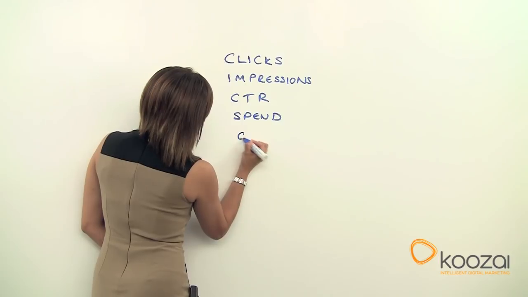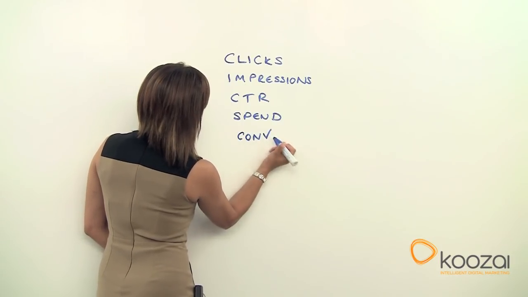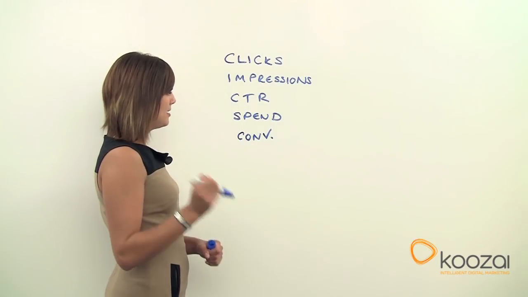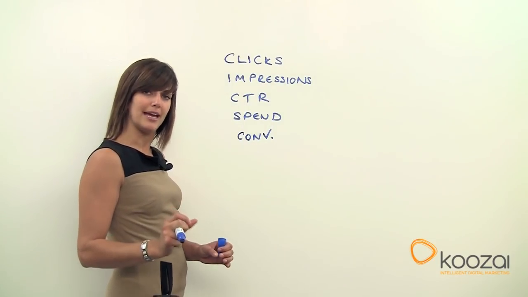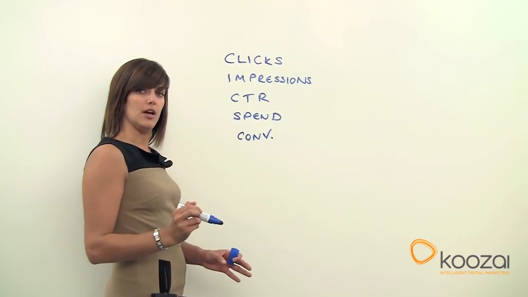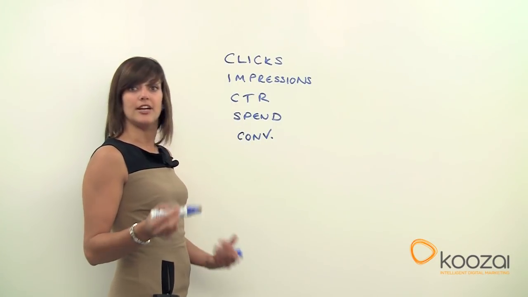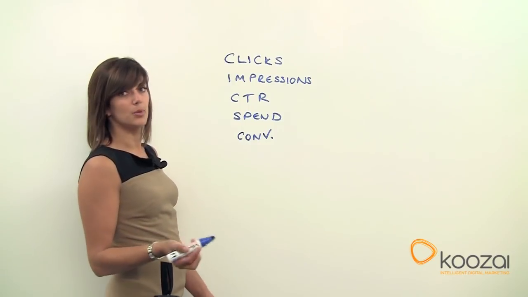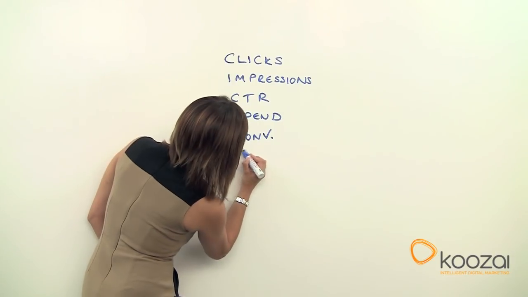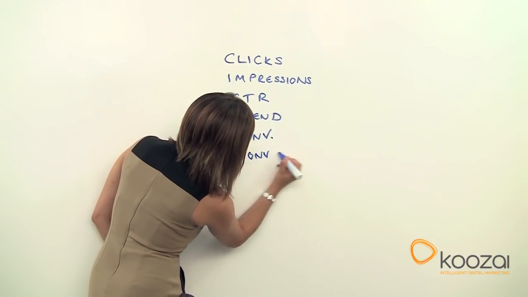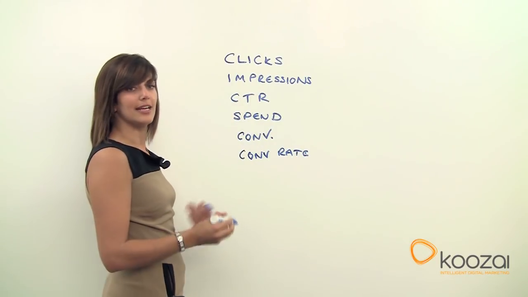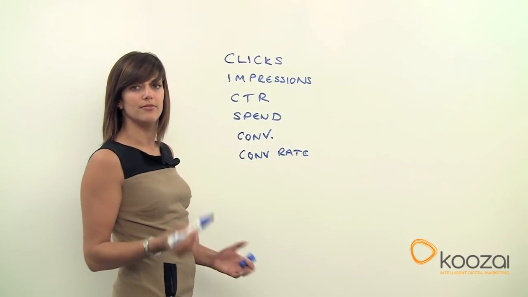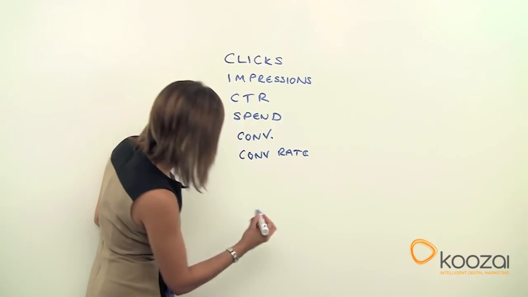Next up in tracking, we've got your conversions. All three platforms allow you to put a piece of code on your conversion page, so you can see which keywords are actually generating a conversion for you, another really important measurable. Following that, you've got your conversion rate, which is your conversions divided by the number of clicks, so how many clicks it takes you to convert a lead, a sale or a purchase.